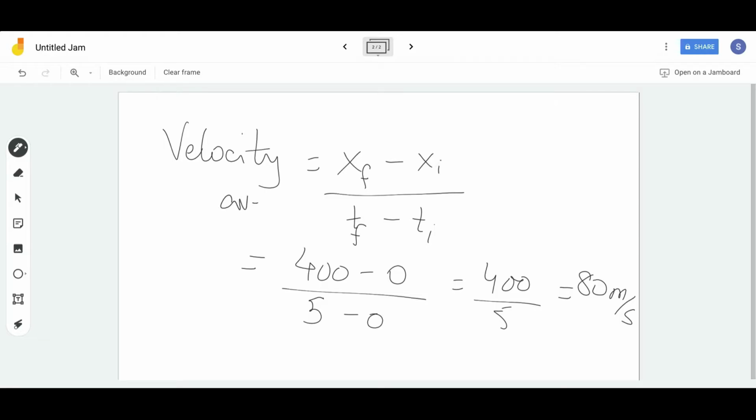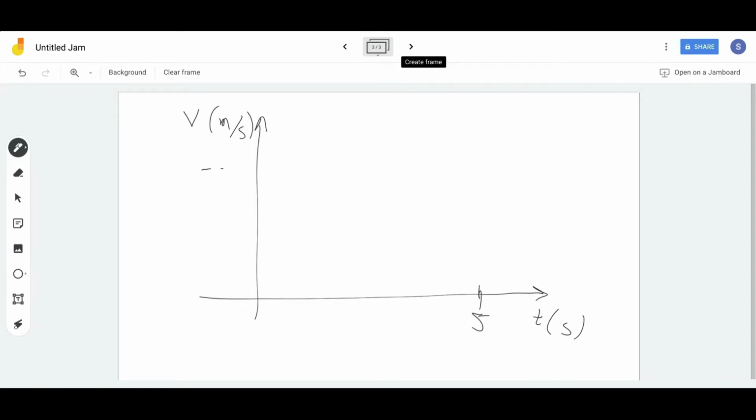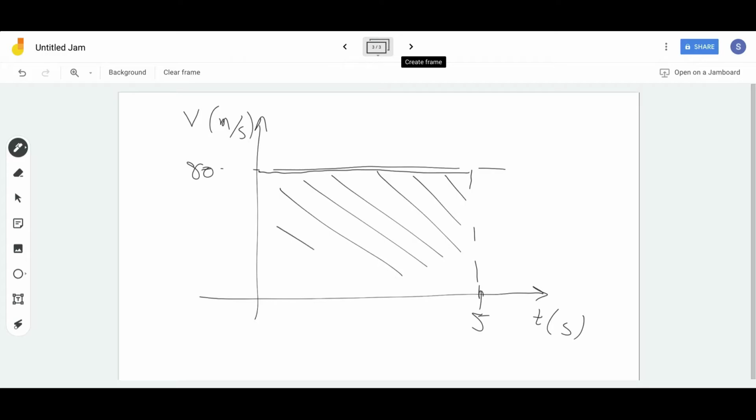Now, remember, this is your average velocity. So if I were to plot this out, this is your curve right here. Let's say this is velocity in meters per second, and this is your time in seconds. This is 5, and this is 80. So this is what your velocity plot is going to look like, because it's an average velocity. Whatever the area under the curve is, this is going to tell you what the total distance is. So if I were to calculate the distance, or displacement, because we know the direction, it's going to be your area under this line right here.